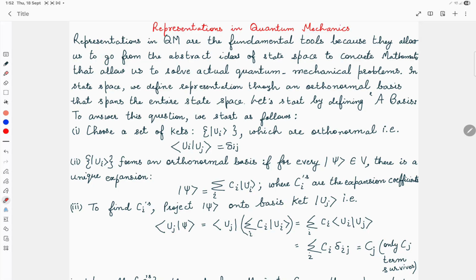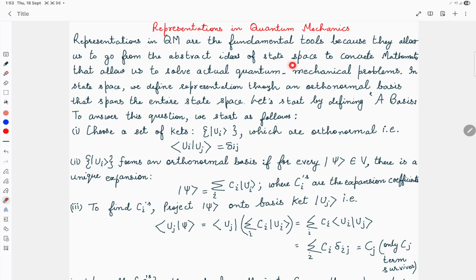So, we will use representations as fundamental tools which we can use to take any abstract ideas of state space to the actual solution of a quantum mechanical problem. Now, in state space, we define representation through an orthonormal basis that spans the entire state space. The question here is: what is state space and what are these representations?